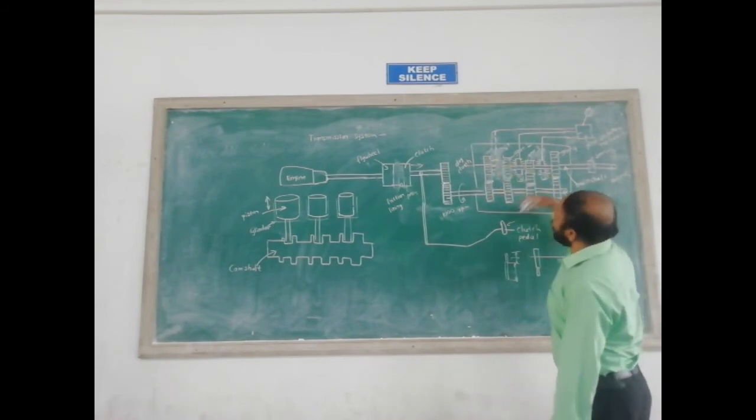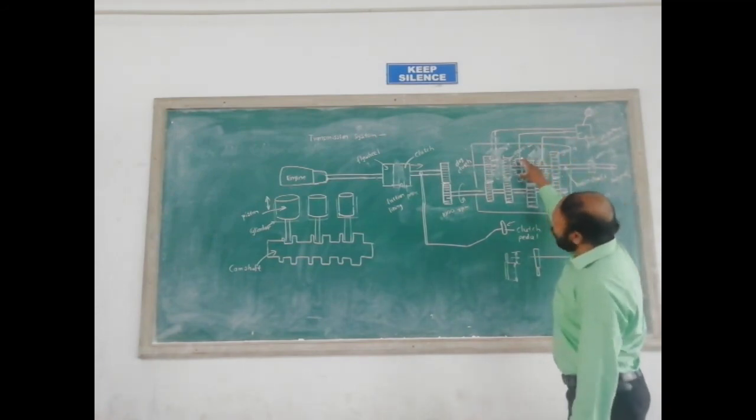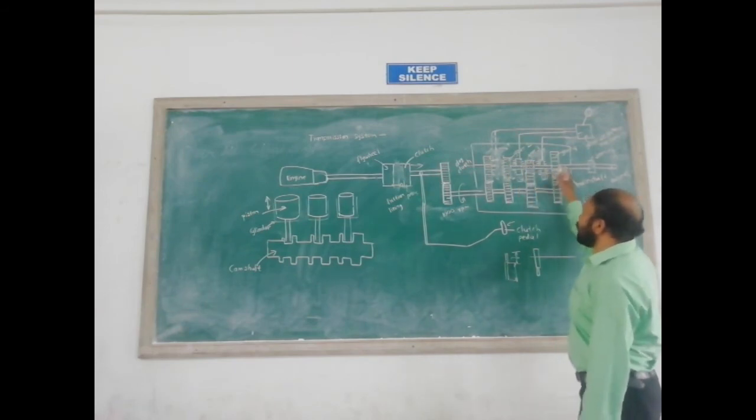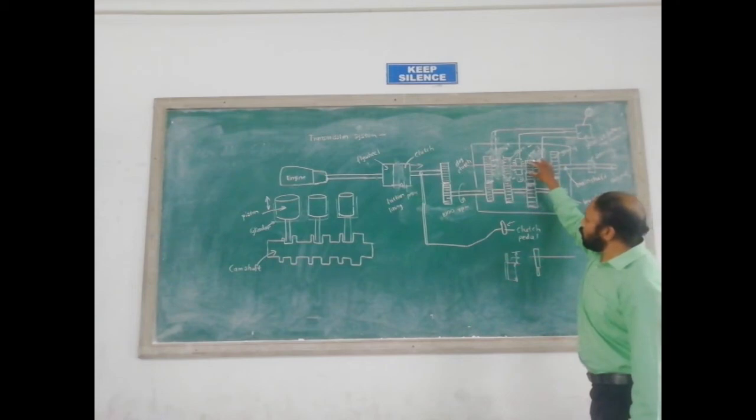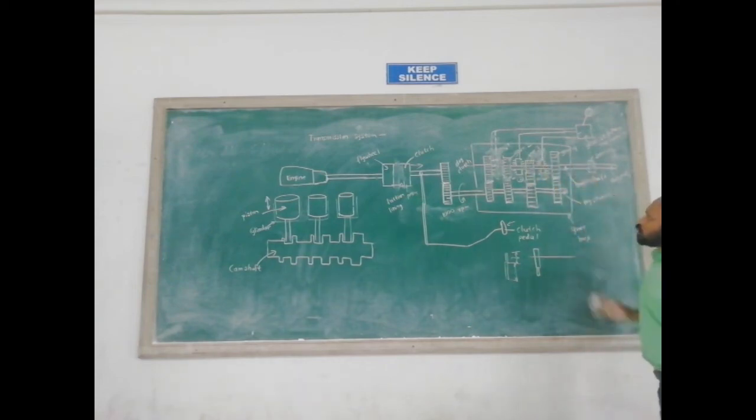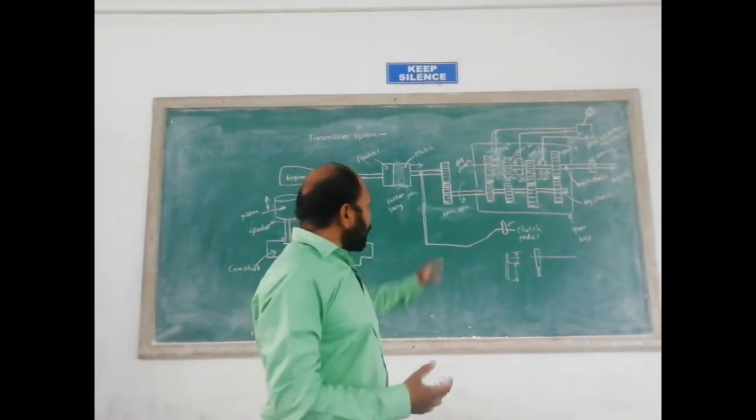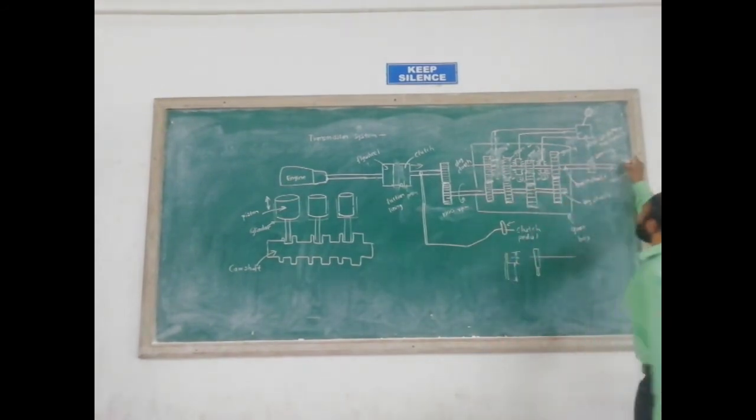Similarly, if we want third gear or fourth gear, then the shifting mechanism gets operated, and it moves towards this gear or this gear. If we again change the speed, like fourth or fifth speed, then this dog clutch shifts towards the left or right side. In this way the gearbox gets operated, and after that we get the output power on that output shaft.